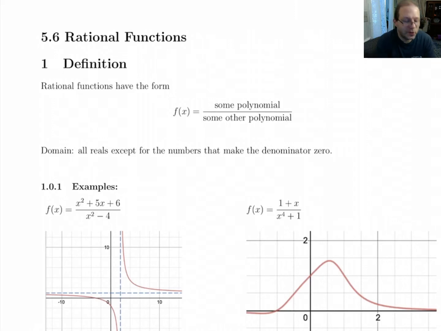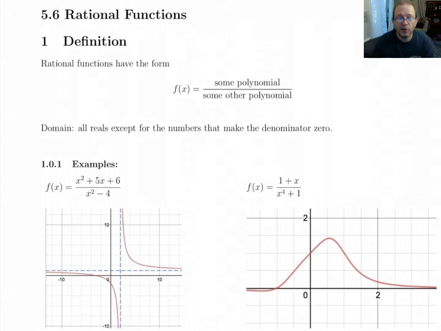All right, this is the first video in section 5.6 on rational functions. Rational functions are called rational functions because they are a ratio or a fraction, where you've got a polynomial on top and a polynomial on bottom. I've got two examples down here. Both of these are obviously polynomials.